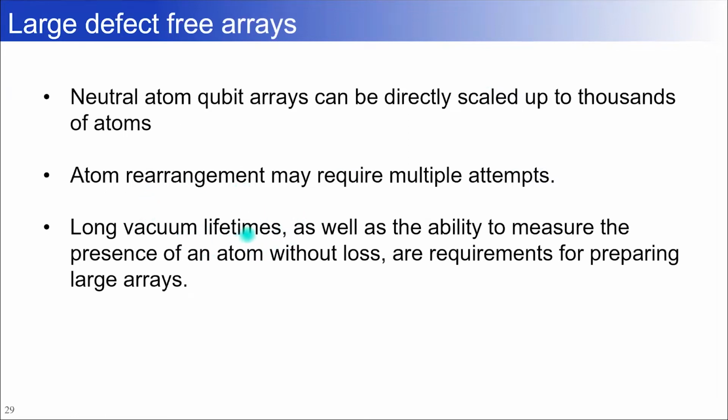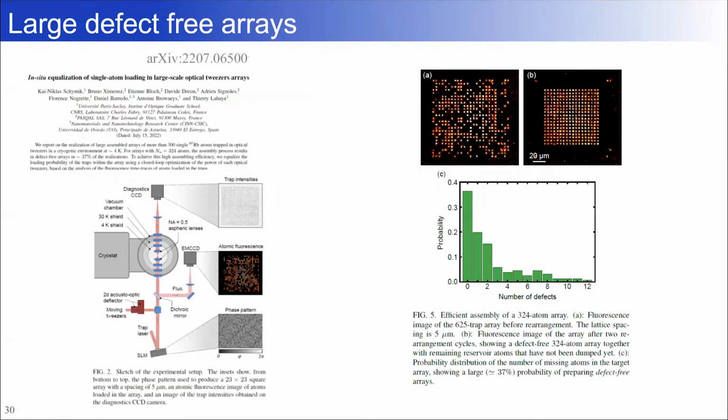And so to really scale up to very large arrays, we are going to need long vacuum lifetimes, so we don't lose the atoms due to collisions with untrapped background molecules. And we also need the ability to measure the presence of an atom without loss. Those are both requirements for preparing large arrays. And so, what's the current state of the art?